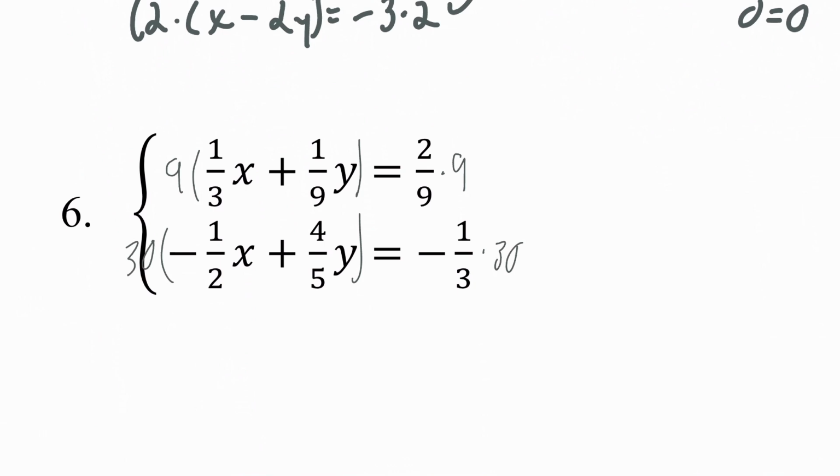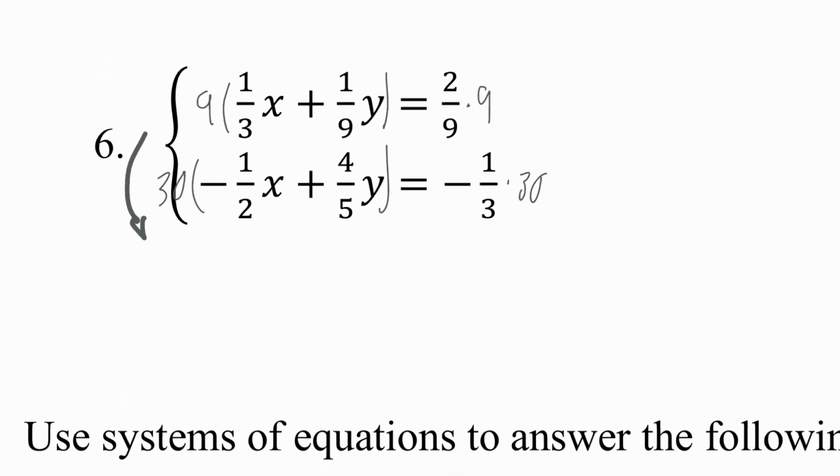Okay, so we'll put that down here. So 9 times 1/3, that'll make 3, so 3x. 9 times 1/9 is 1, so 1y. And of course, 2 times 9 is 18. So 3x plus y equals 2.